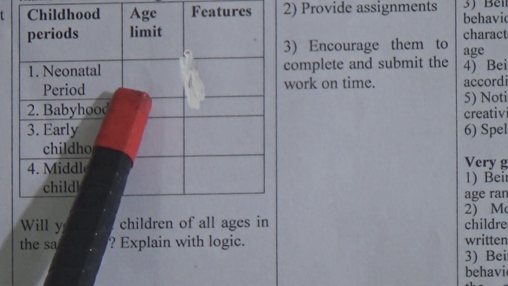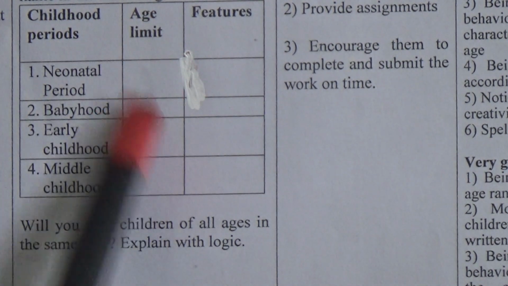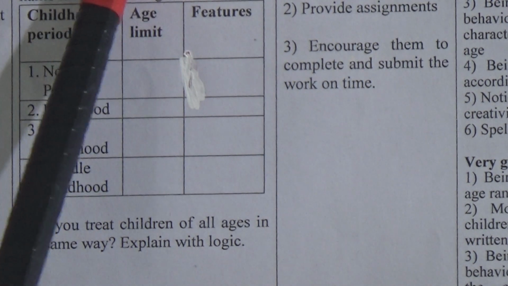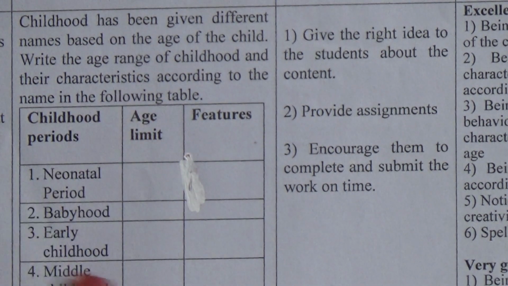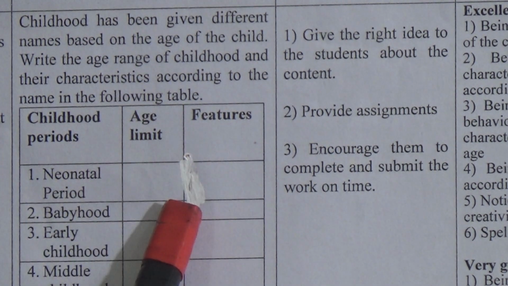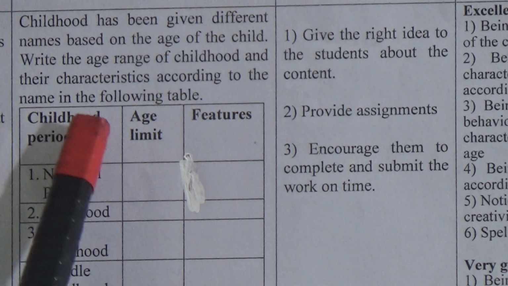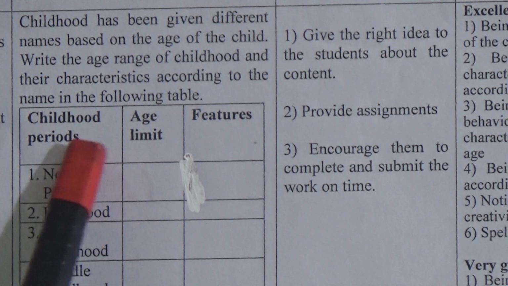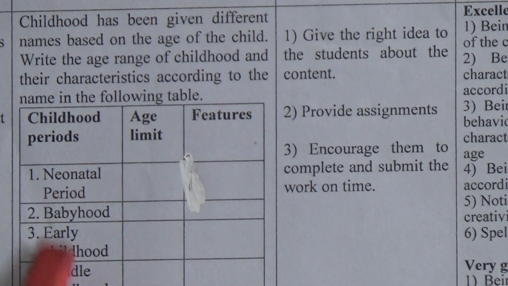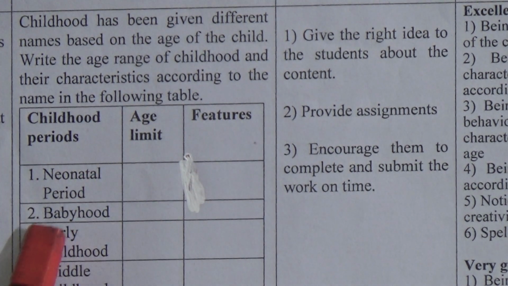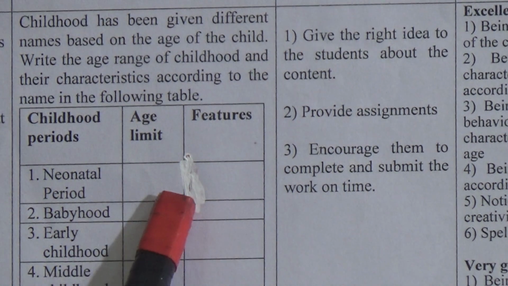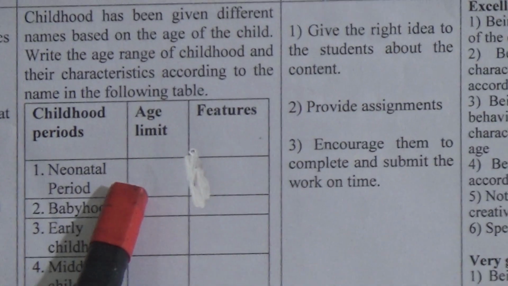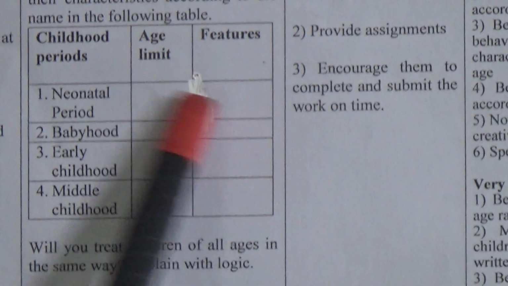First, before making this table, you have to write something about child and childhood in 2 or 3 sentences. Then you have to make a table like this. You must make this table like this. Childhood periods are divided into 4 groups. First one is neonatal period, 2 babyhood, 3 early childhood, and 4 middle childhood. Then you have to write here the age limit. For example, from birth up to 2 weeks is called neonatal period.